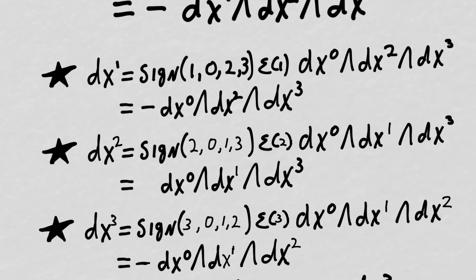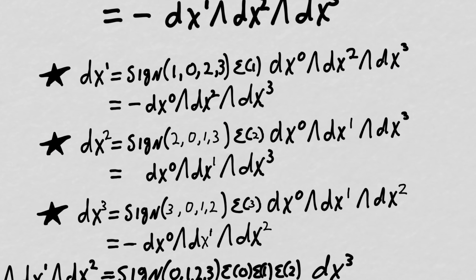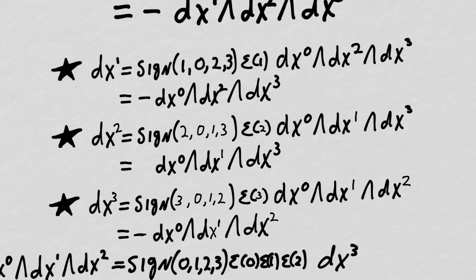And I can do an example for dx1 similarly. Now I wanted the Hodge dual of dx1, so I have to create it out of the 3 remaining ones. I'll choose it to be in increasing order, so it's dx0, dx2, dx3.